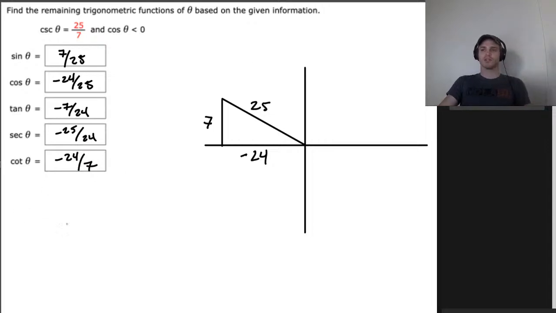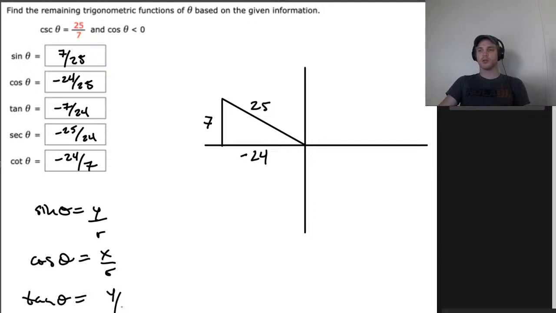And it's good to have those definitions handy somewhere, like make yourself a cheat sheet. Sine theta is y over r, cosine theta is x over r, tangent theta is y over x.